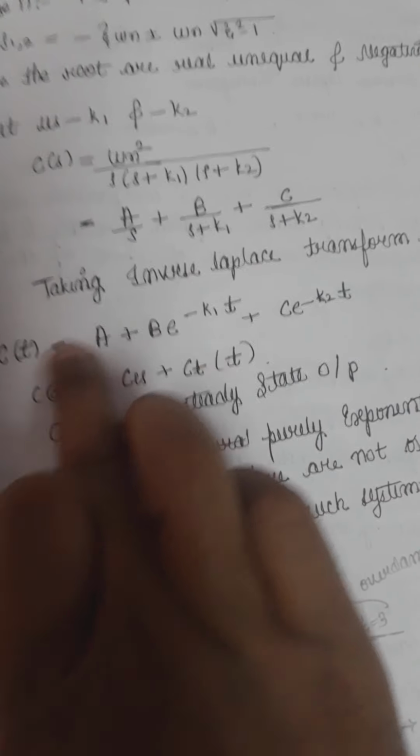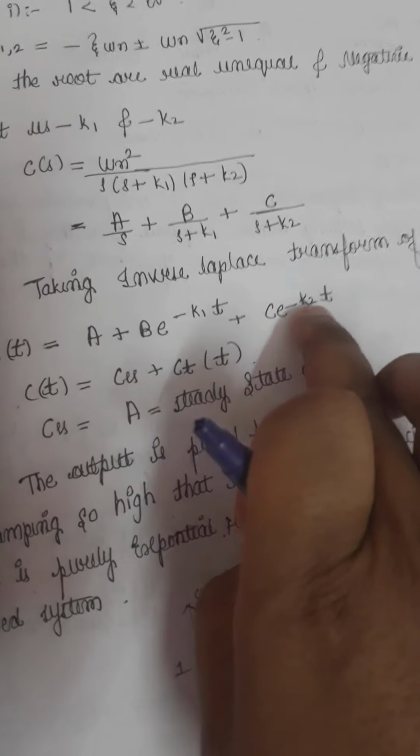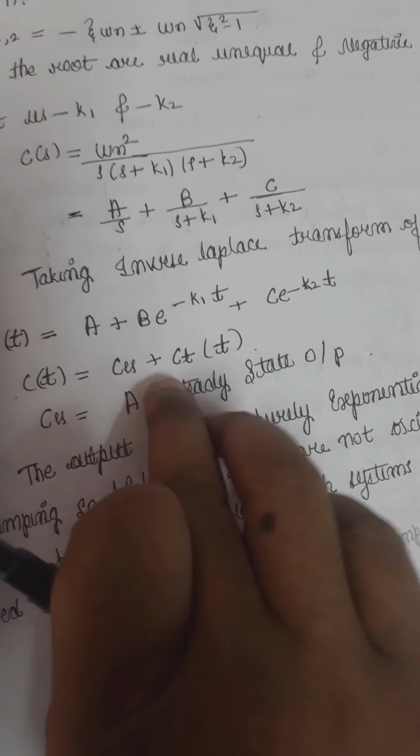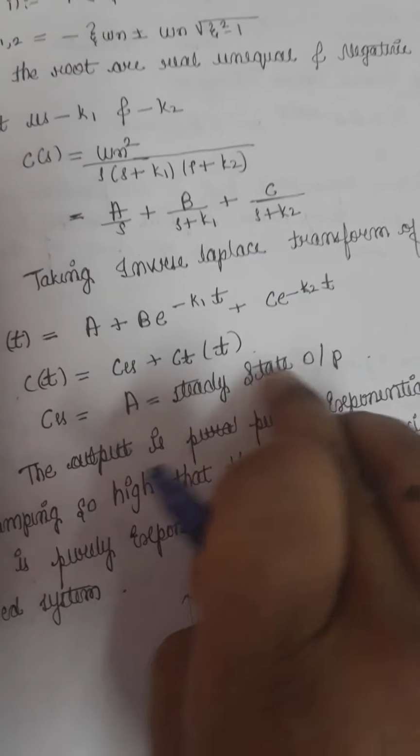Again by using partial fractions, okay, you know how to do the partial fractions, and by taking the inverse Laplace transform, c of t is equal to css plus ct of t, where css is the steady state output.